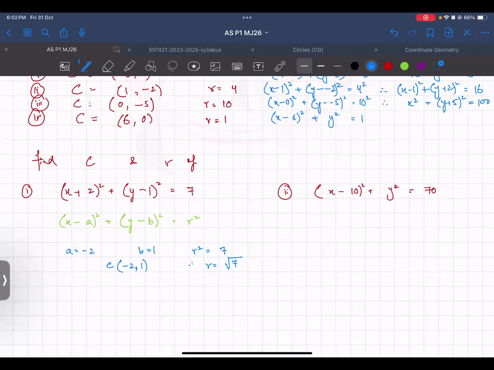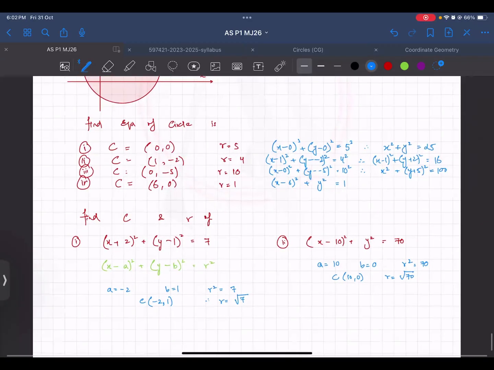So in this one your a is plus 10 and your b is 0 and your r square is 70. So 10 comma 0, and the radius is under root 70. You have to keep in mind the negative sign inside your general form. Here we had x minus 10, x minus a whole square, so the minus minus cancel out, and your a will come out as 10.